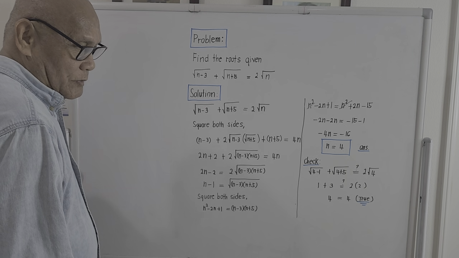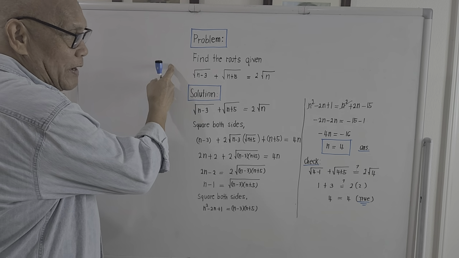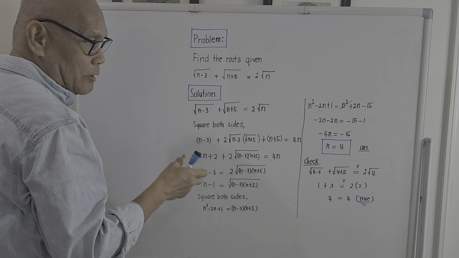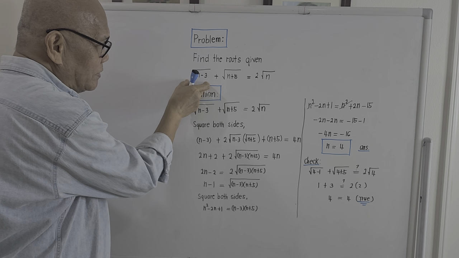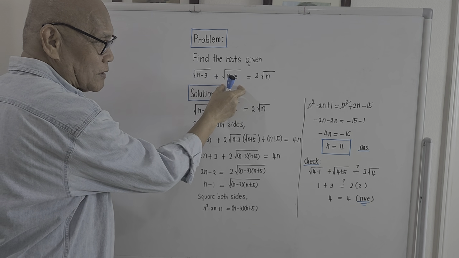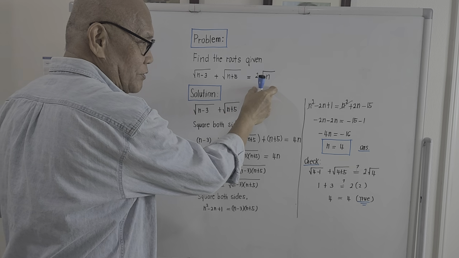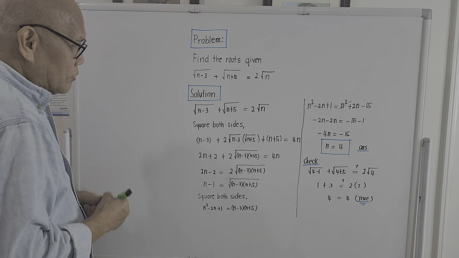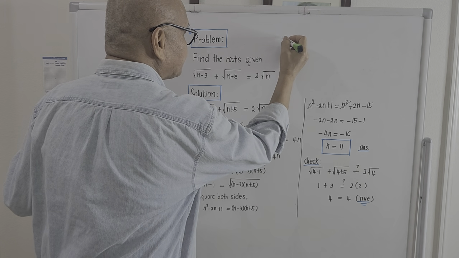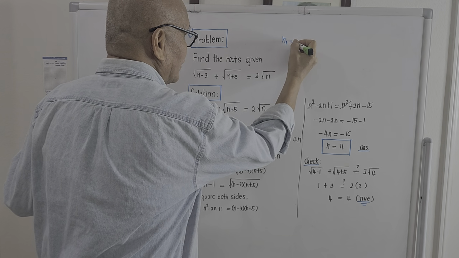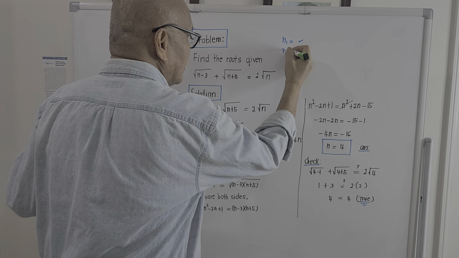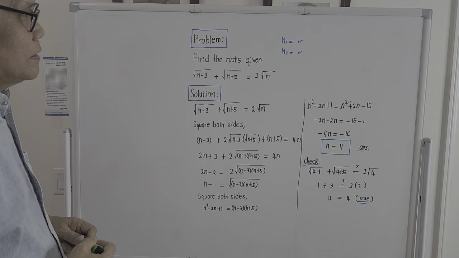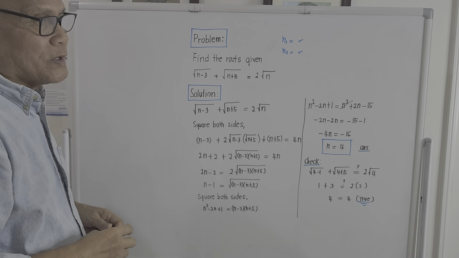Okay, the problem is this one. Find the roots given. We are given the radical equation, the square root of n minus 3 plus the square root of n plus 5 equal to twice the square root of n. The problem is asking for the roots, right? So supposed to be what will be n sub 1 equal to, and what will be n sub 2 equal to. How come I place it there, n sub 1 and n sub 2?